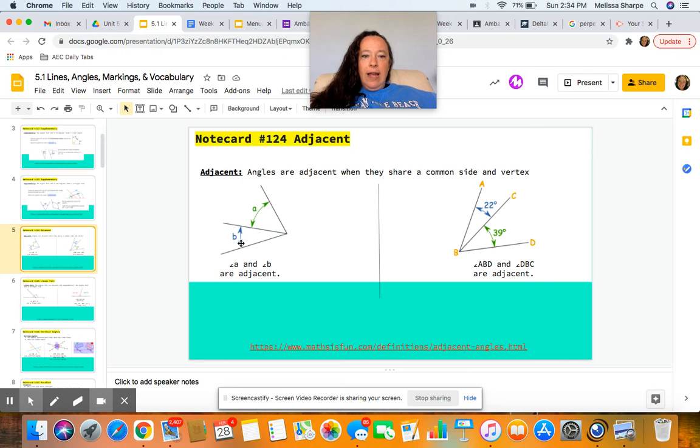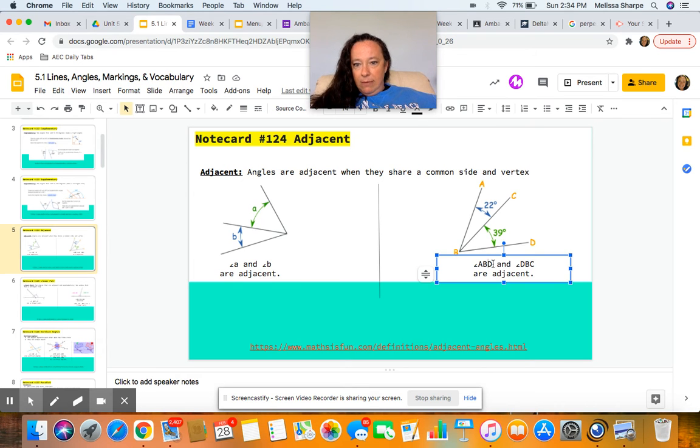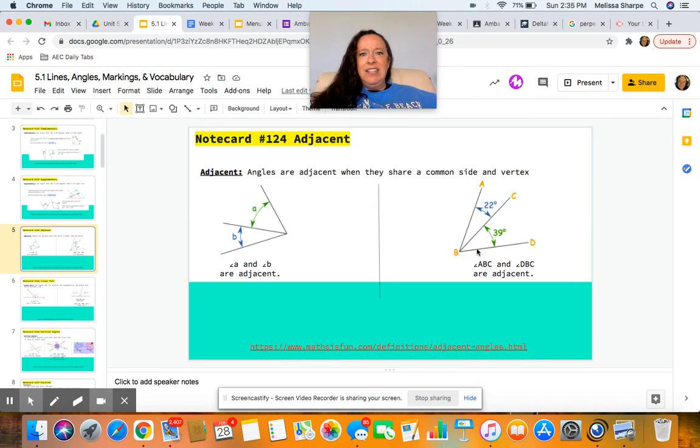In this image right here, angle A and angle B are adjacent. They share a common side right here and this vertex here. Over here on the right, angle ABC and angle DBC are adjacent, okay? They share a common side in there and a vertex. They don't have to add to 90. They don't have to add anything in particular. Adjacent just means where they lie, where they sit. Here's a link where you can see more about adjacent. Pause me and finish up note card 124.